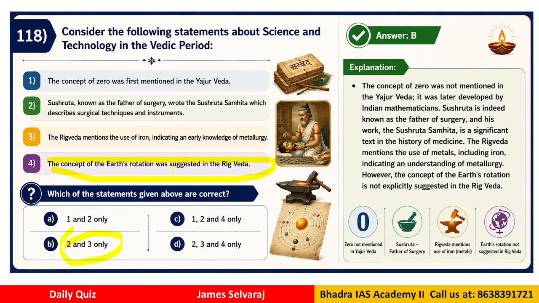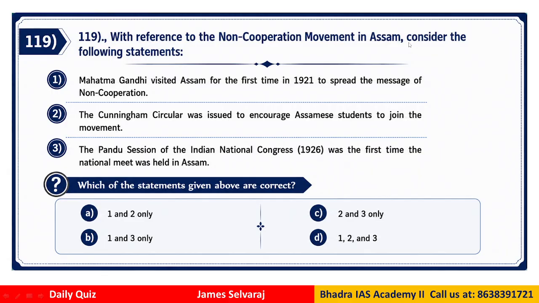The concept of earth rotation is not explicitly suggested by the Rig Veda, therefore statement 4 is not really correct. What about statement 1? The concept of zero was mentioned in the Yajurveda. The concept of zero was not mentioned there. It was later developed by Indian mathematicians. So statement 2 and statement 3 are the correct statements. So the correct answer is B.